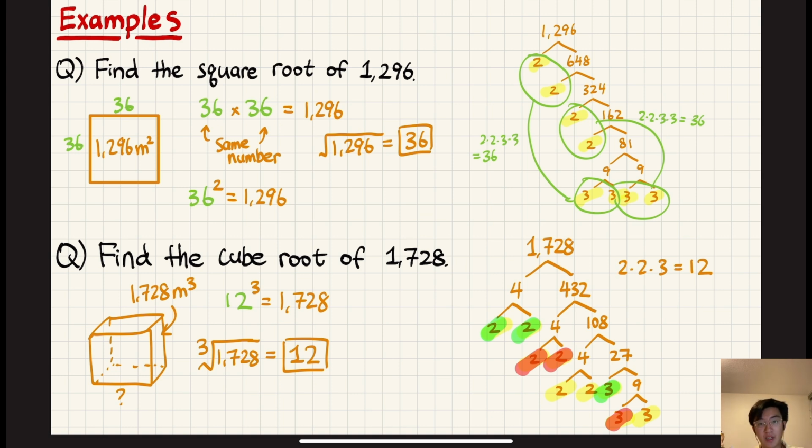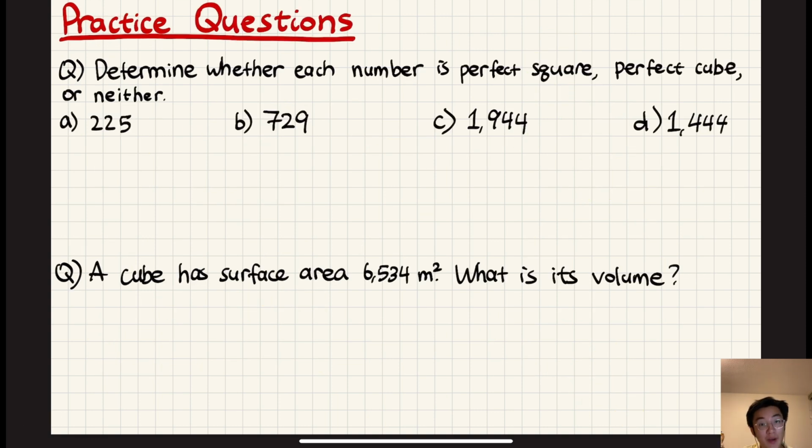We find all of its prime factors and try to divvy them up into equal groups of 2 or groups of 3. In most scenarios, if we are not able to put them into those groups, then that number isn't a perfect square or a perfect cube. So that's about it. With that being said, let's hop right into some practice questions. Pause the video here, give it a shot, and we'll go over the answers in a bit.